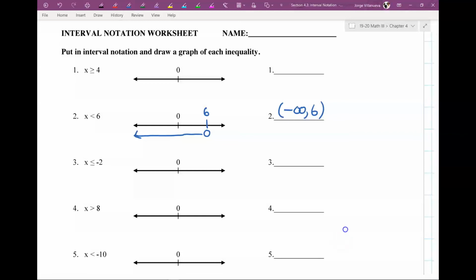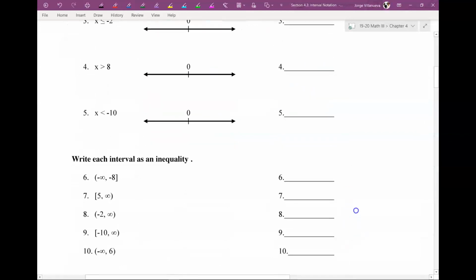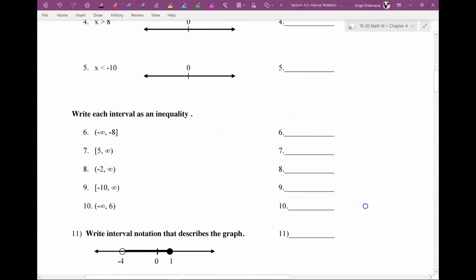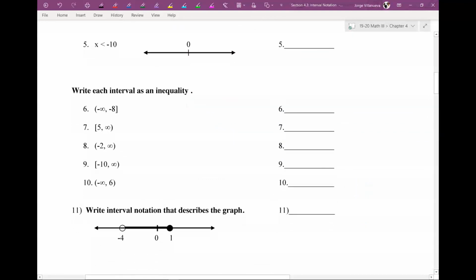All right, now let's look at the next set right here, 6 through 10. Which one do you guys want? Number 9. So it says write each interval as an inequality. Notice how the negative 10 is included, but the infinity is not, right? So it's going to look like this.